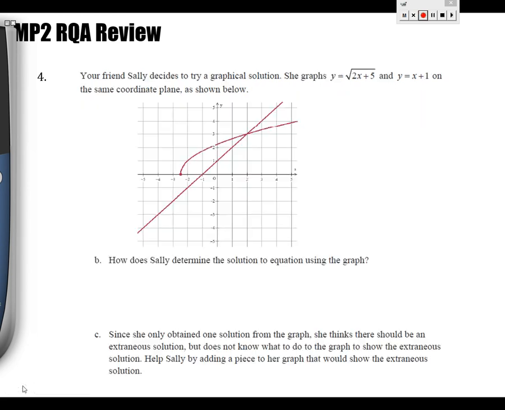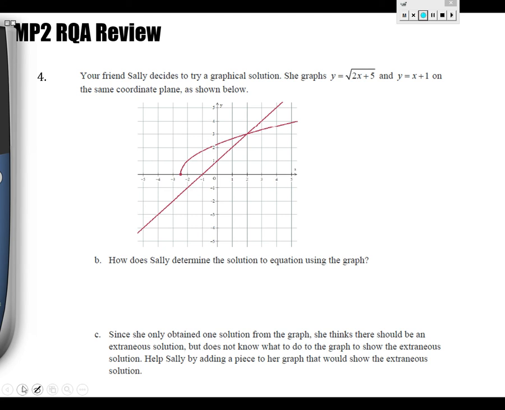Okay, let's see how Sally does it. How does Sally determine the solution to the equation using the graph? This is very similar to what we were just talking about. You plot in y1 one of these, the left-hand side, and then in y2 the right-hand side of the equation. And that's what we're looking at right now. You could do this on your calculator as well. And that's the picture she sees.